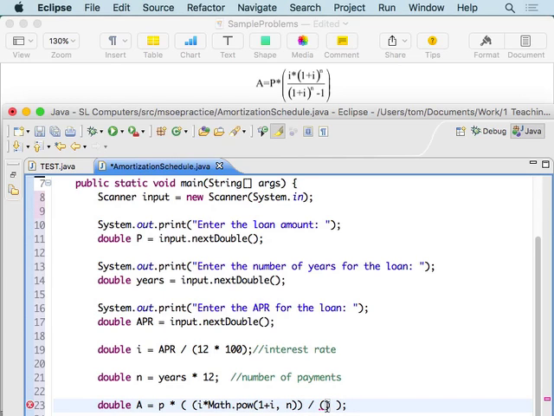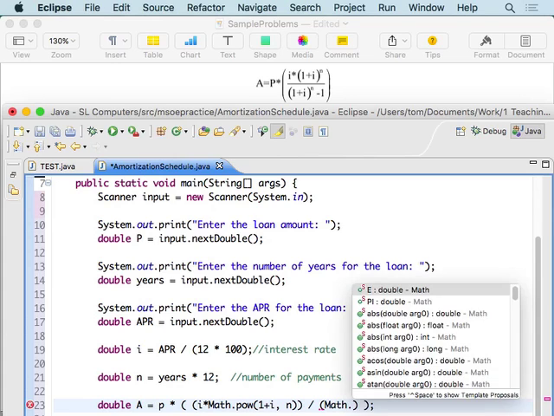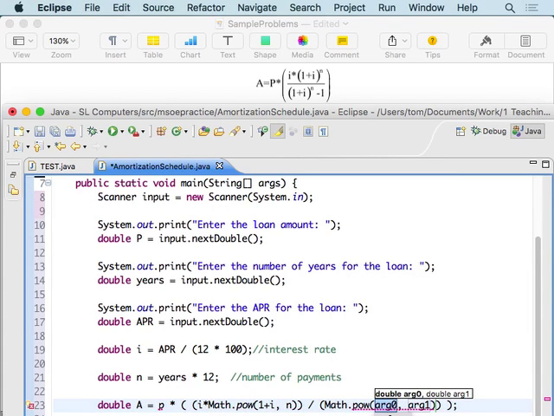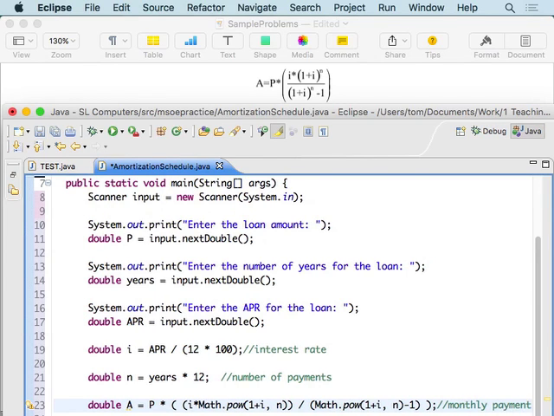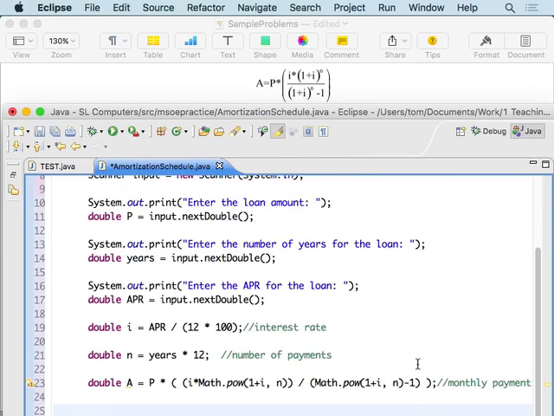And then I'm going to go in here. This is for the denominator. That's another power, so I'm going to go Math.pow, and that's again 1 plus I to the n. And this time I'm taking that minus 1. Okay. Oh, I guess I called this capital P up here, so that's why I have an error under here. So that's capital P times that. So that should be my monthly payment, basically. Okay.